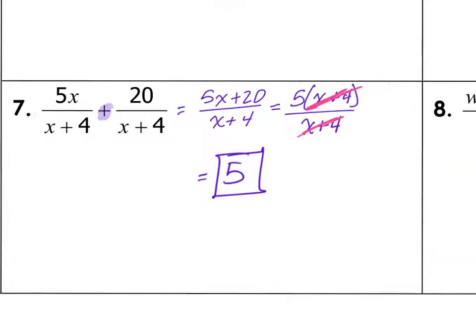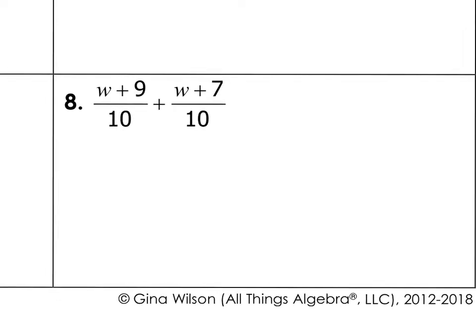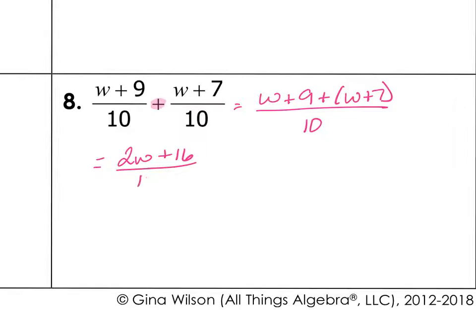Okay, we're going to go ahead and move on to the next one. And again, I've got an addition problem. So we've got w plus 9 plus w plus 7 all over 10. So we're adding here. So w plus w gives me 2w. And 9 plus 7 gives me 16 all over 10.